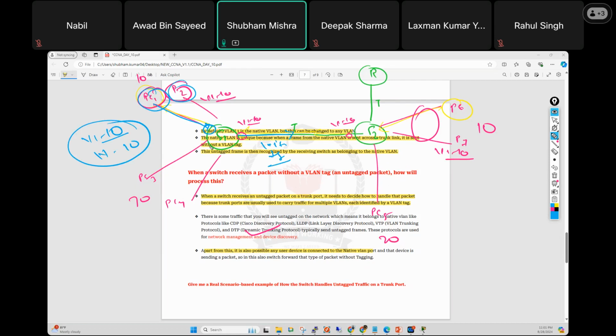Are you getting my point? So when this packet reaches switch number 2, it will check the packet without a tag. It means this is part of which VLAN? Native VLAN. Switch number 2 forwards this packet through these two interfaces, because these two interfaces are also part of VLAN number 10, that is native. Are you clear, everyone?